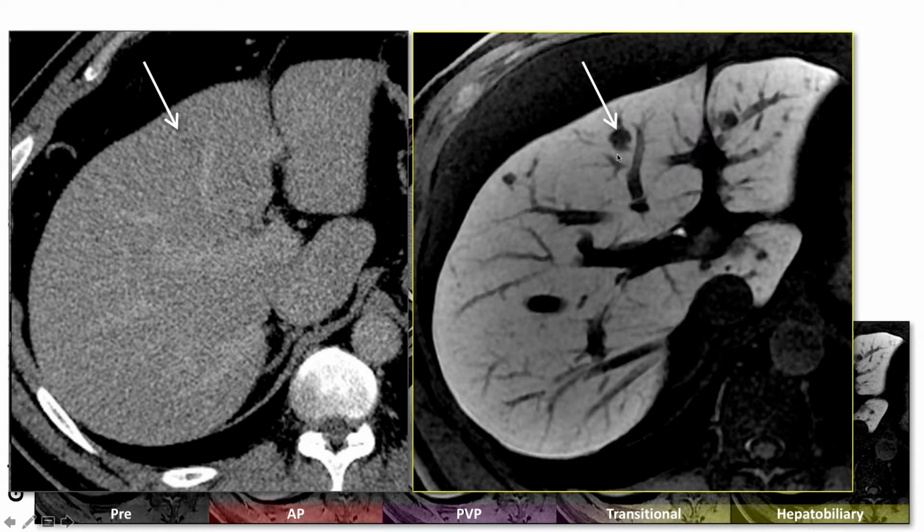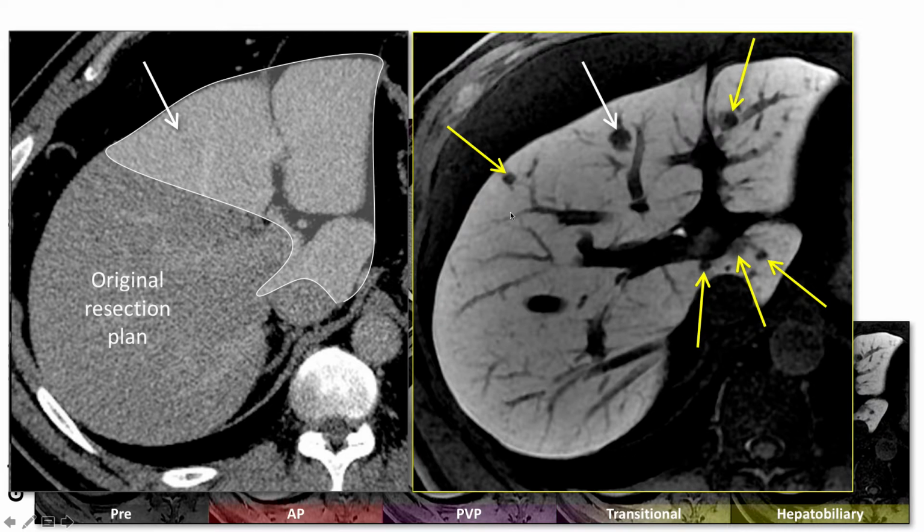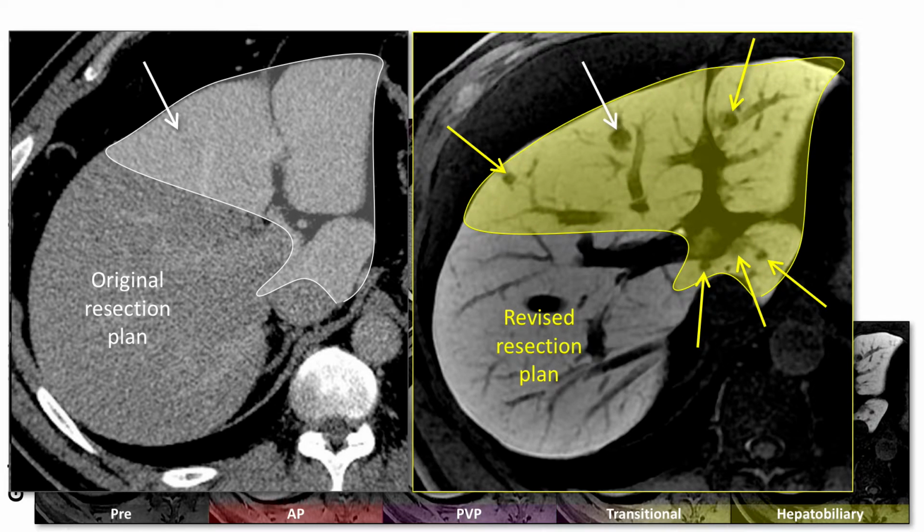But we see other metastases, don't we? Some are in the caudate. Some are in segment 2, and there's this one here, segment 8. Now, is the detection of this metastasis important? The answer is yes, because this is what the surgeon was planning on doing. But after this gadoxetate MRI, the surgeon changed his resection line to that. So in this case, it didn't cancel the surgery, but it changed the surgical plan from a lobectomy to a trisegmentectomy.